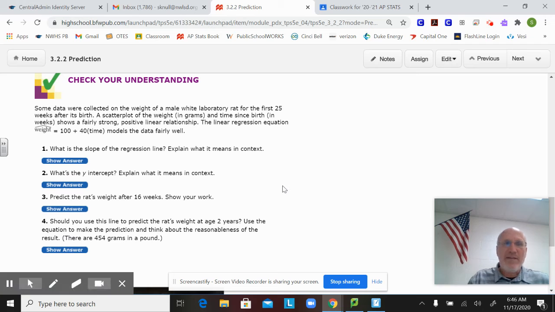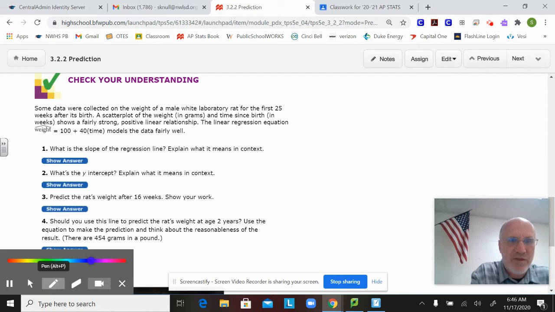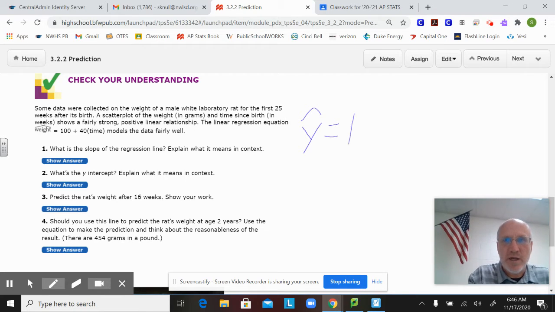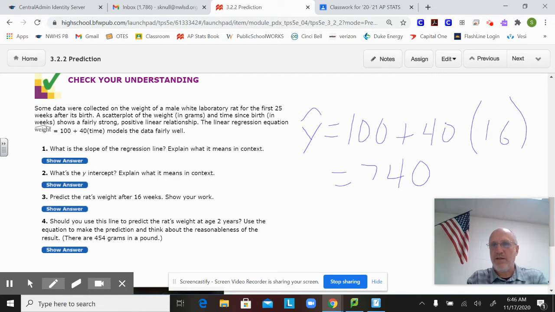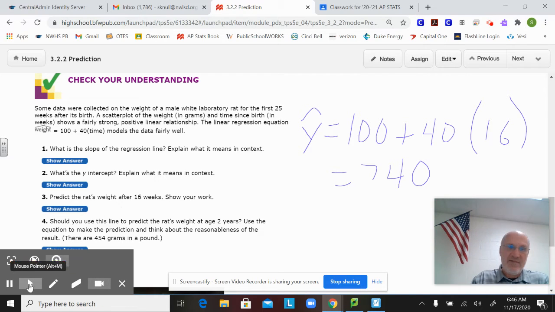Number three, predict the rat's weight after 16 weeks. So you've got to know that just means evaluating that line at that value. So we'll do the math here. It would be y hat equals 100 plus 40 times 16, since we're predicting it after 16 weeks. I think that's 740 maybe. I'm doing some math in my head. So apparently we would expect a rat after 16 weeks to weigh 740 grams. Let's see if that's what it says.